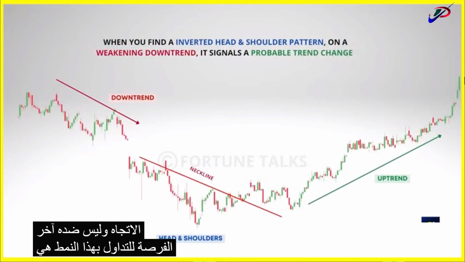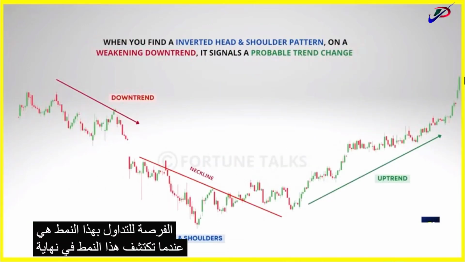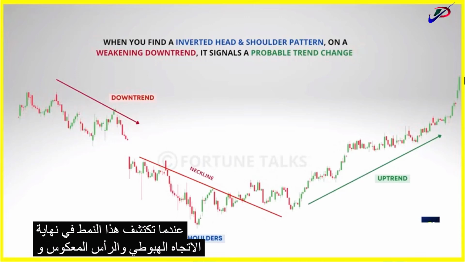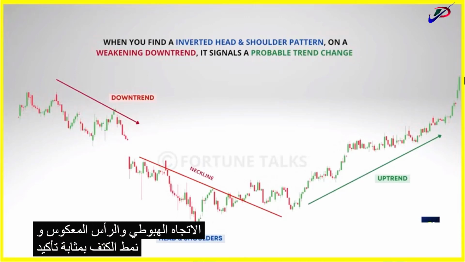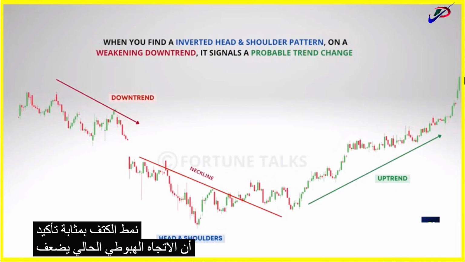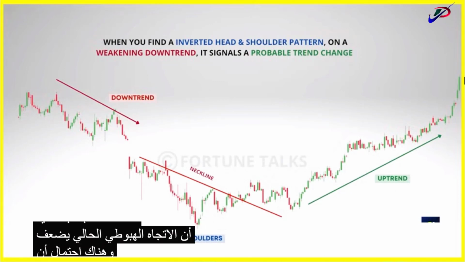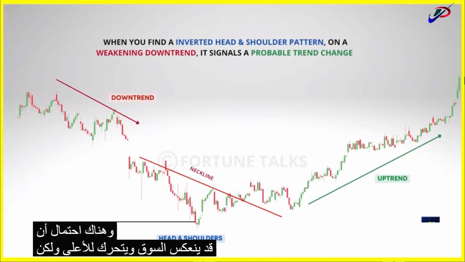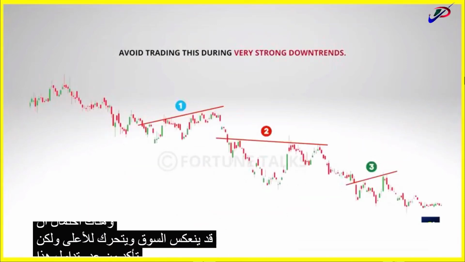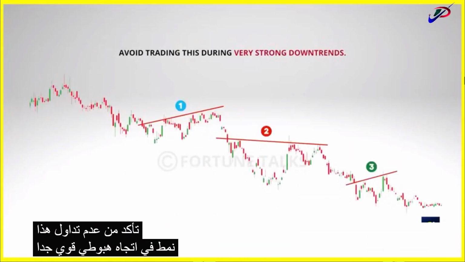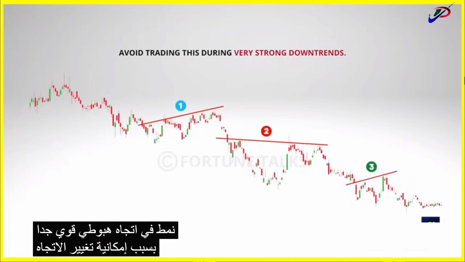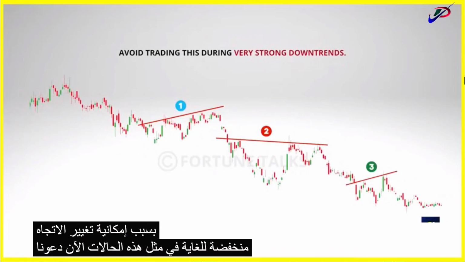Another opportunity to trade this pattern is when you spot this pattern at the end of the downtrend and the inverse head and shoulder pattern acts as a confirmation that the existing downtrend is weakening and there is a possibility that the market might reverse and move higher. But make sure that you don't trade this pattern in a very strong downtrend because the possibility of trend change is very low in such instances.